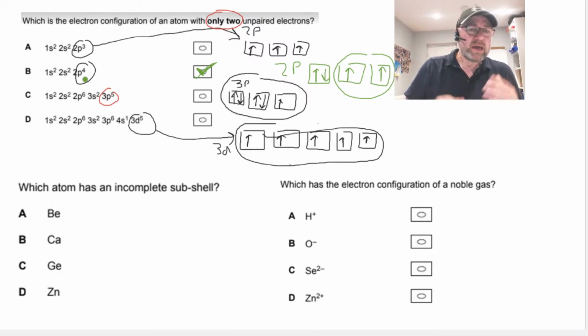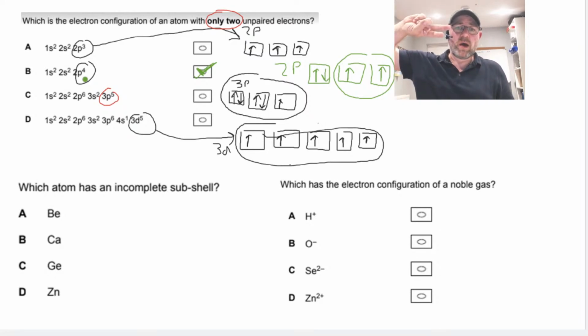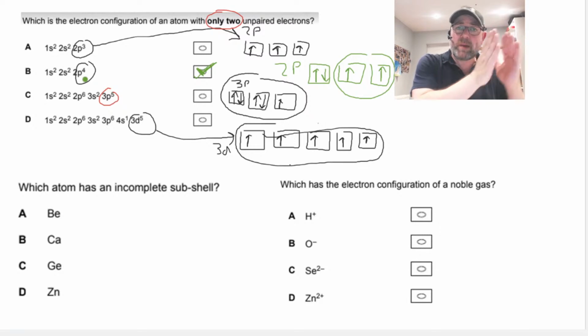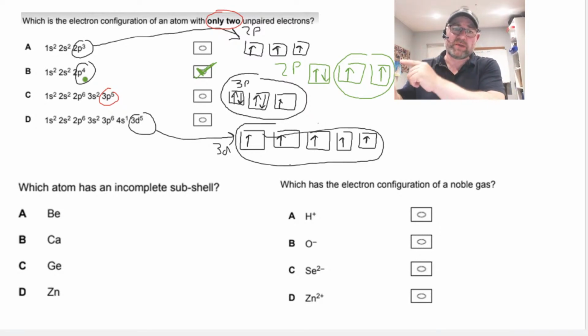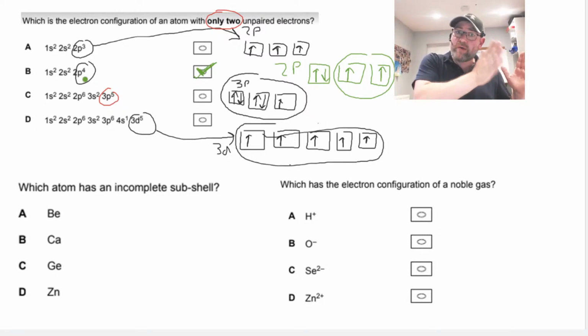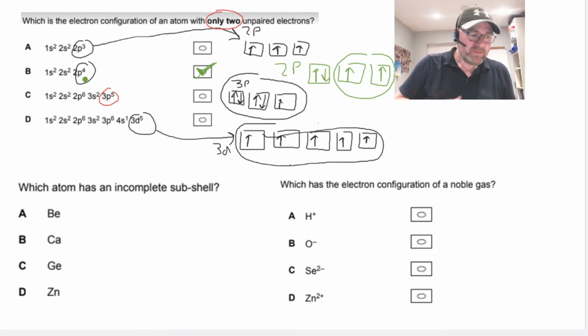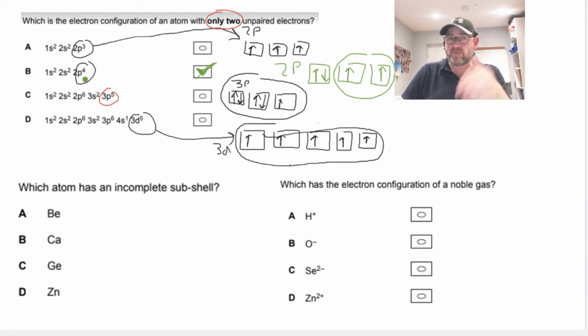Yeah, we're only looking at the last shell in this particular question because all of the levels before that will be paired up. 1s2, 2s2, 2p6. They're all filled up already. So you're only looking at the last energy level on all of these.